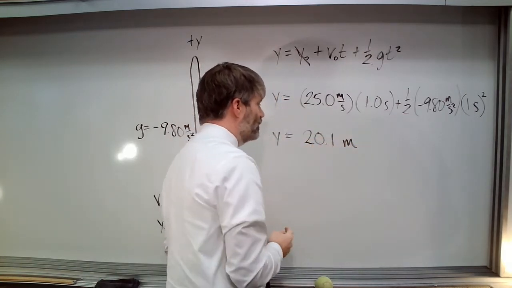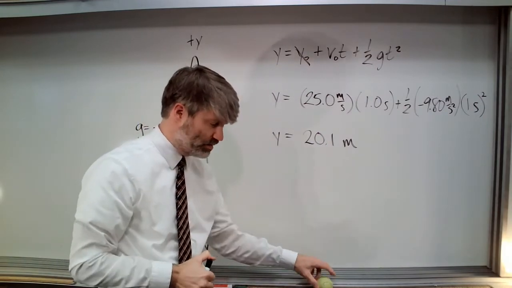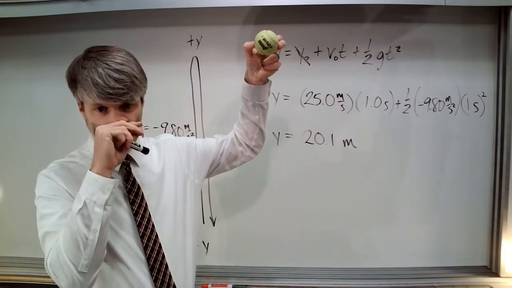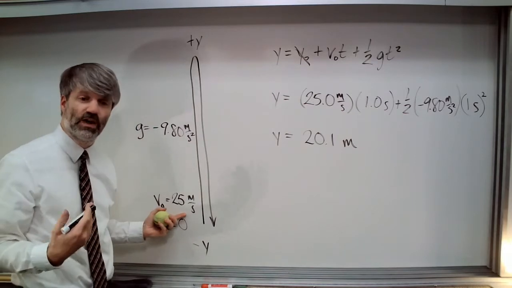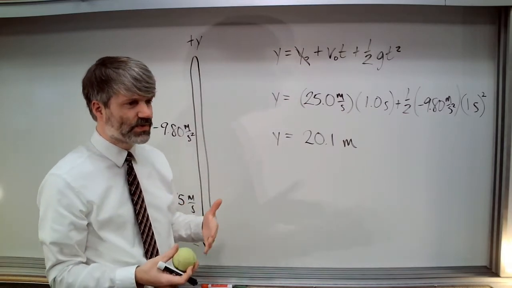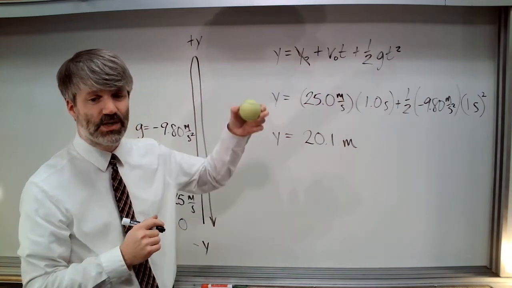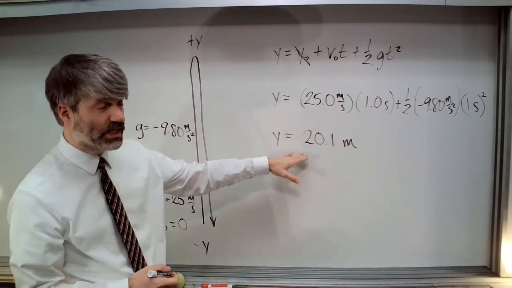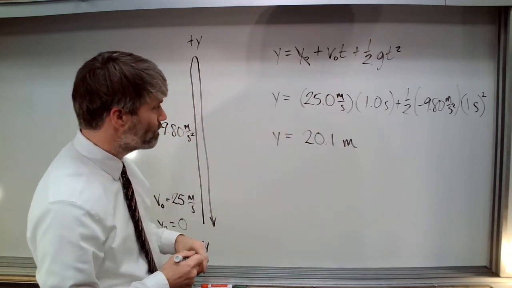So after 1 second, the ball has gone up 20.1 meters. This sort of makes sense to us, doesn't it? If it starts traveling 25 meters per second, after 1 second we would assume its position to be around 20 somewhere. Remember also that as it's going up, it's slowing down. So, yes, this answer makes sense to us. Let's go with it.